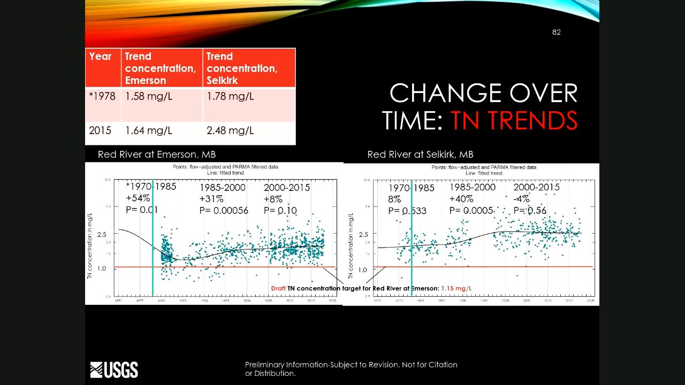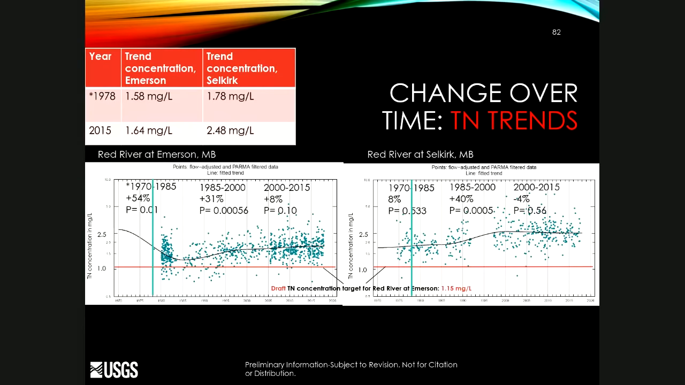So this is looking at, similar to the total phosphorus, the total nitrogen trends for the Emerson and Selkirk sites. So the pattern is a little different than what we saw for total phosphorus. I want to point out that for Emerson, I didn't have data starting in 1970, so I'm not going to have a lot of confidence in the 70 to 85 time frame. So we'll look more at the 1985 to 2015 time frames, looking at those middle and late periods.